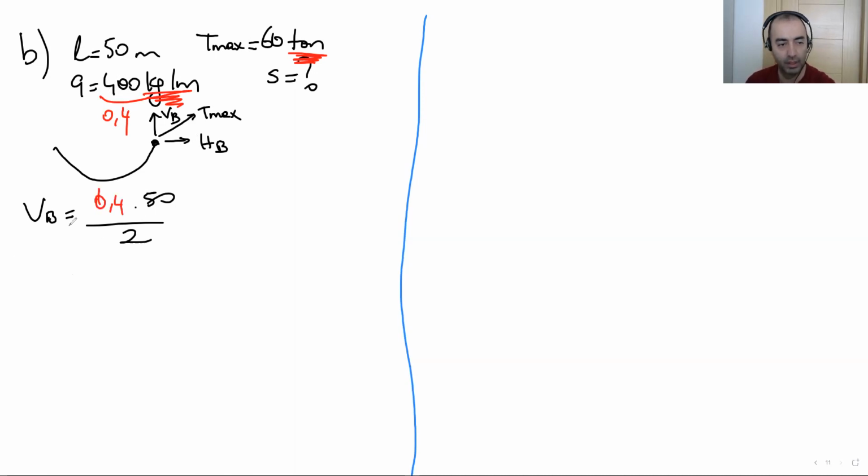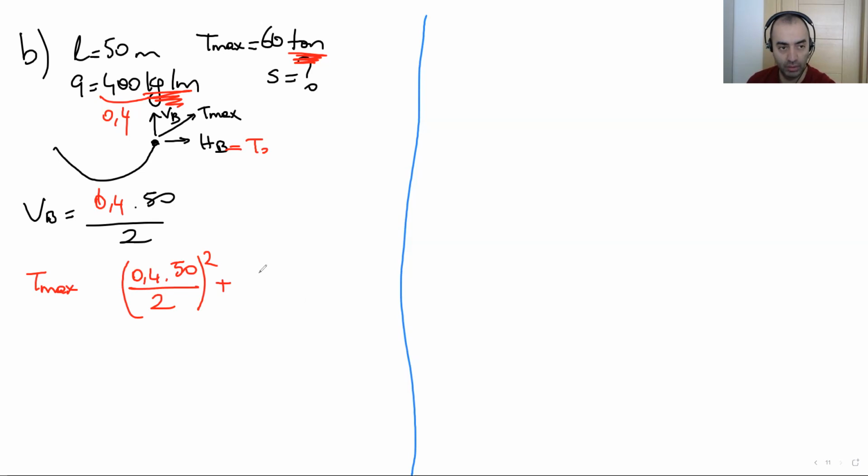Now this is the vertical B. Now let's write the Tmax equation. Tmax is the vertical component squared plus the horizontal component squared. The horizontal component is T0. Remember, HP is T0.